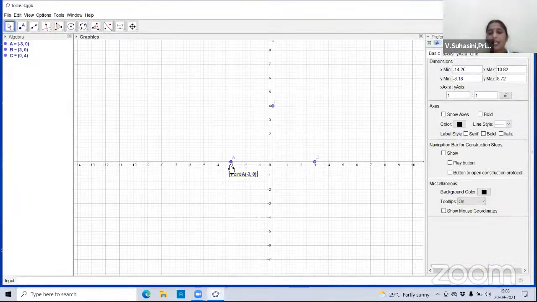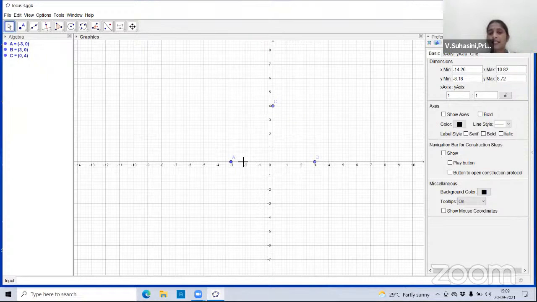I have a point A and another point B. These two are fixed points, children. I'm fixing these two points. Now I'm taking a point C, which is equidistant from both A and B. Point A is (-3, 0). Point B is (3, 0). And C is (0, 4). If you observe, C is equidistant from A and B.